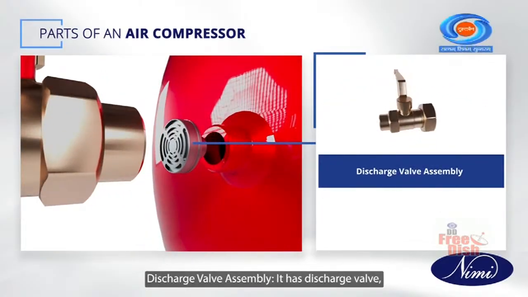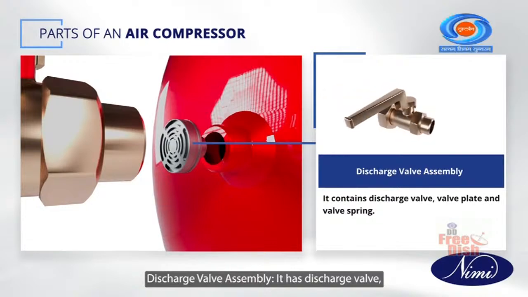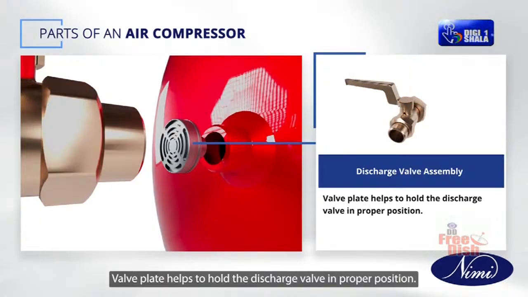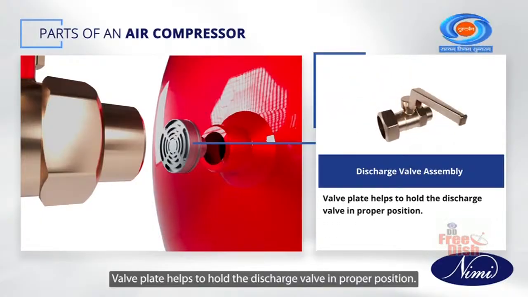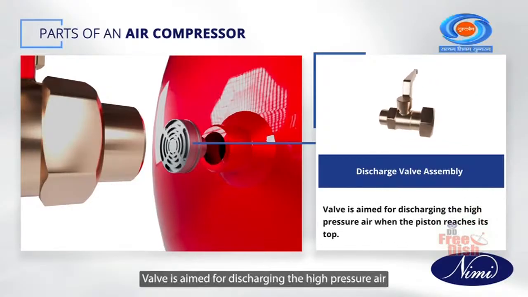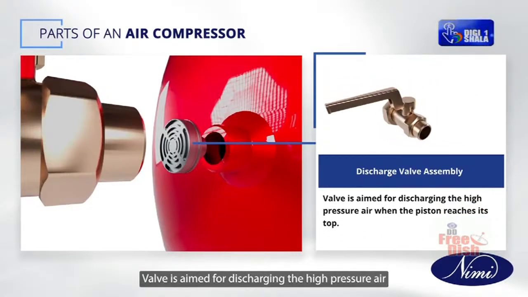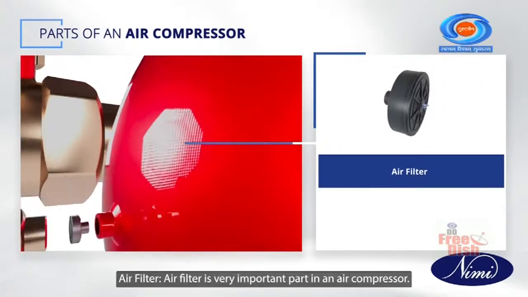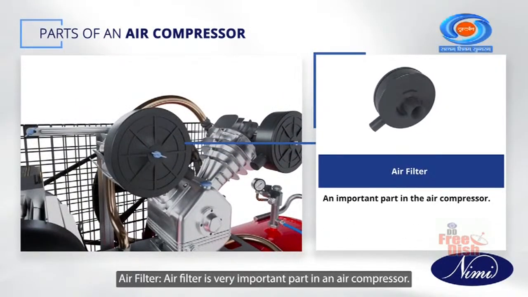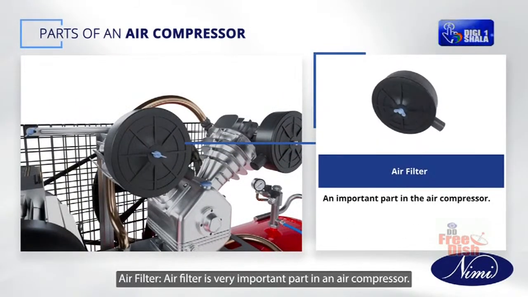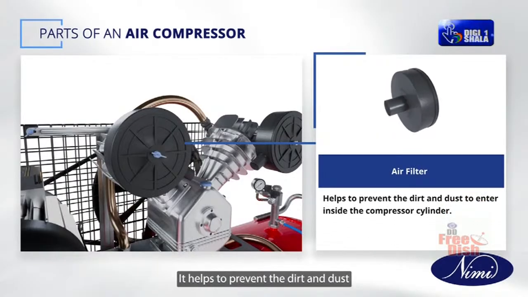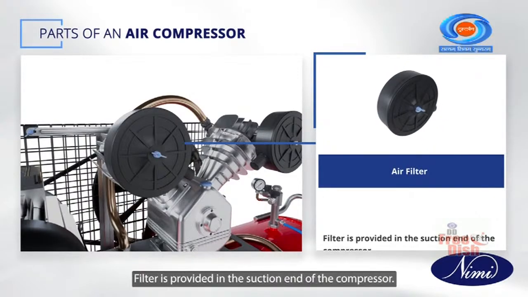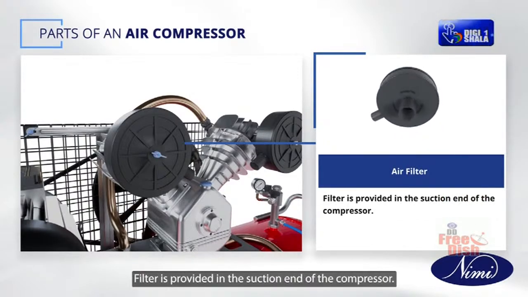Discharge valve assembly. It has a discharge valve, valve plate, and valve spring. Valve plate helps to hold the discharge valve in proper position. The valve is aimed at discharging the high pressure air when the piston reaches its top. Air filter. Air filter is a very important part in an air compressor. It helps to prevent dirt and dust from entering inside the compressor cylinder. Filter is provided at the suction end of the compressor.